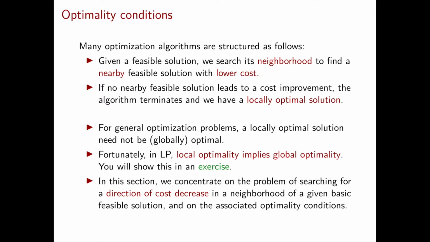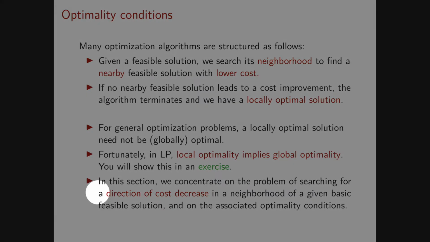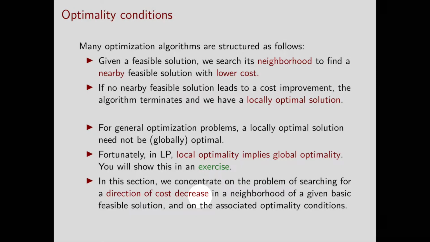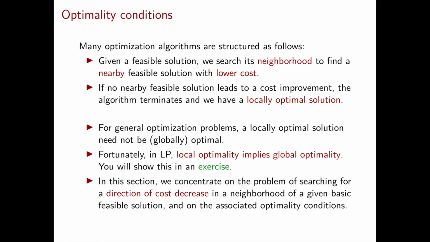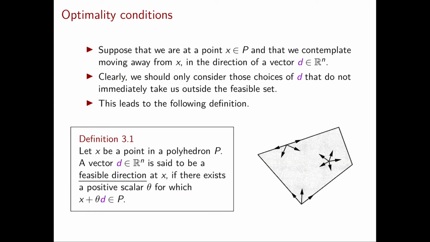In this section, we will follow a similar line of thought for linear programming problems, namely, given a basic feasible solution to our linear programming problem, we will search for a direction of cost decrease in a specific neighborhood of our solution. This will lead us to the associated optimality conditions. So then the idea is to define a way to move from our current vector in some specific direction. And this is exactly what I want to formalize in this slide.